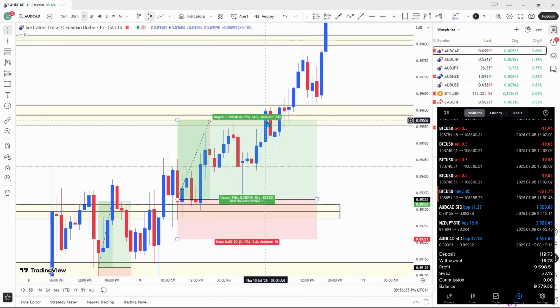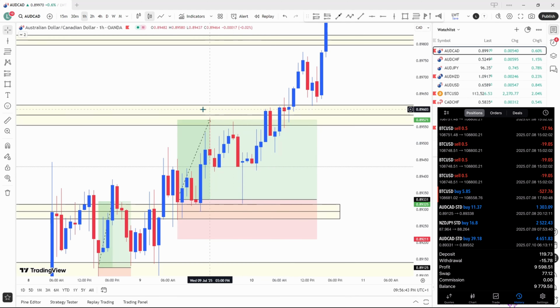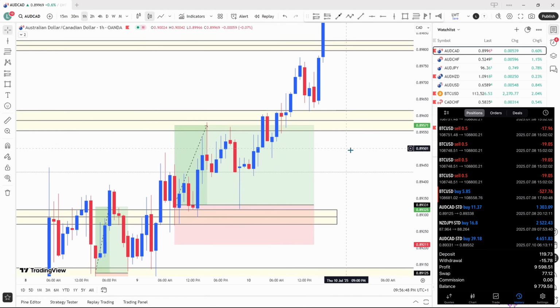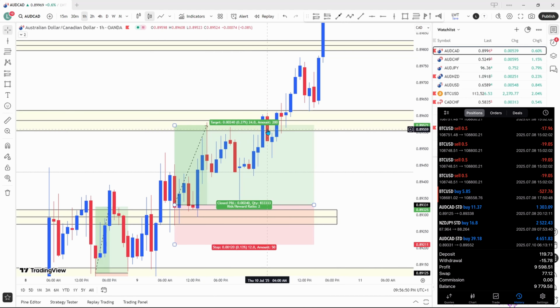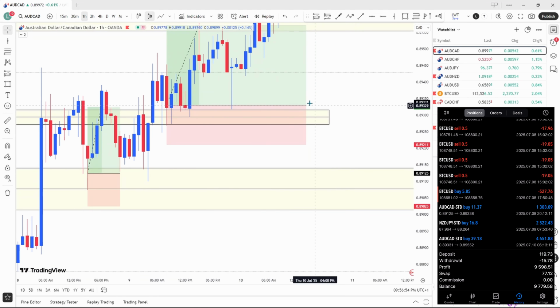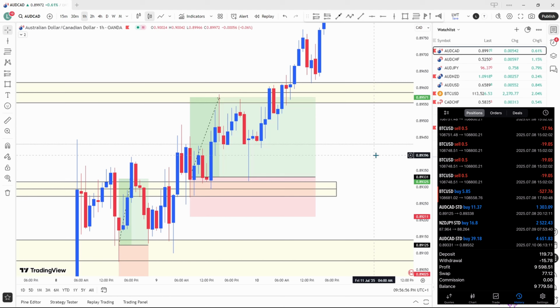I thought we're going to get a huge rejection now, and as it started to push down, it had that huge rejection. So we had a massive push up into the zone, massive push down. So I closed it just to be safe, just in case. The last thing I wanted was for it to come all the way down here and hit my stop loss.